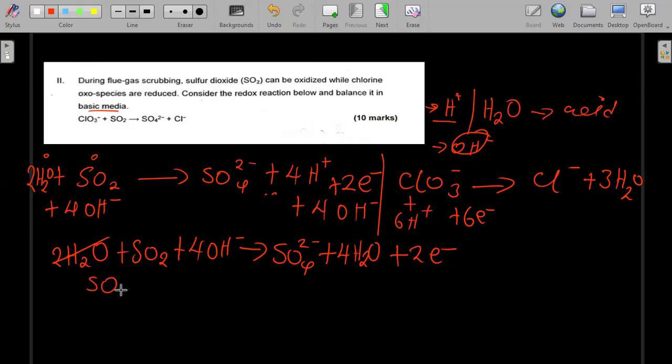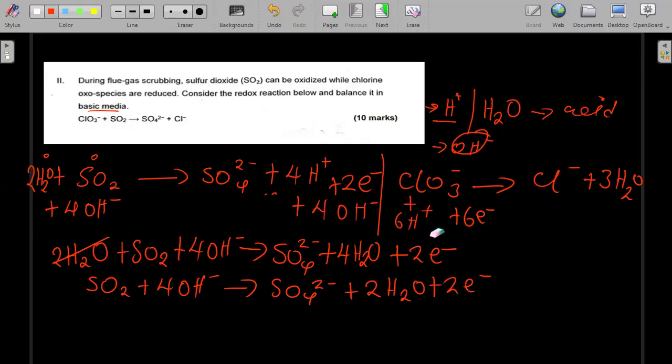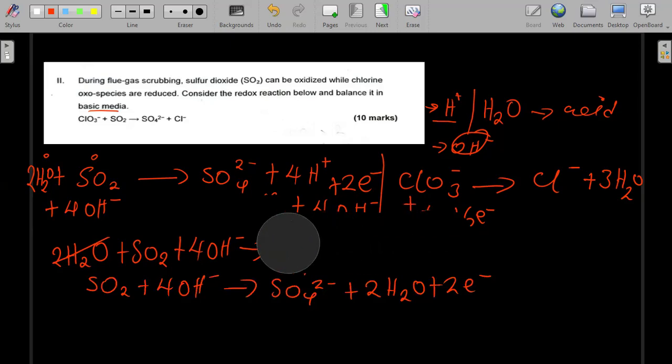meaning the final half reaction, the oxidation half reaction that we are going to have, we are going to have SO2 plus 4OH minus, okay, giving us then we are going to have SO4 2 minus, then plus, now remember we've subtracted 2 water molecules there. So we're going to remain with 2H2O, then plus 2 electrons here. Okay, that is for the oxidation half reaction.